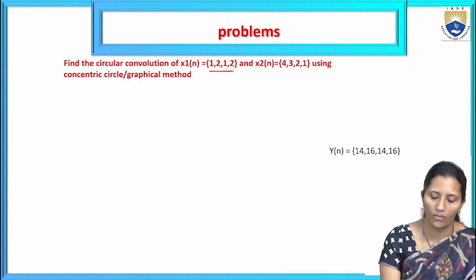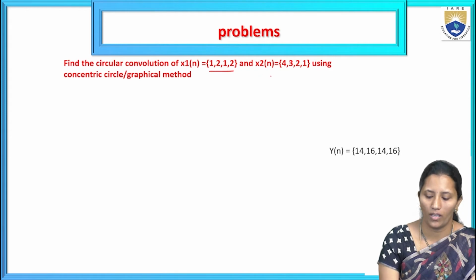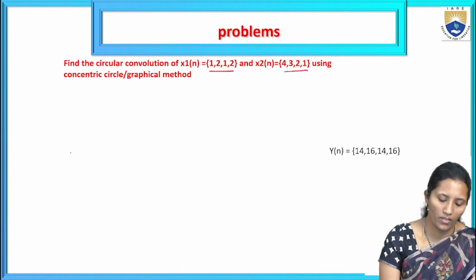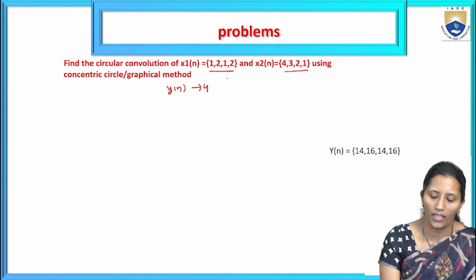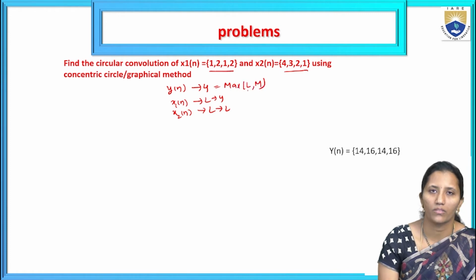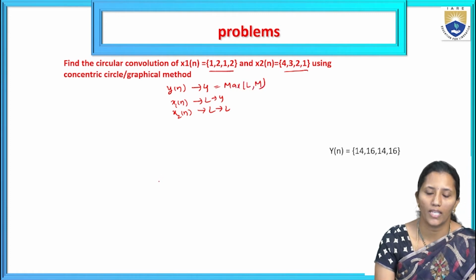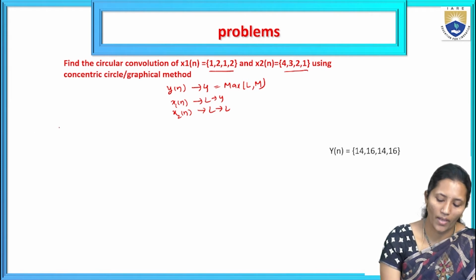See here, 2 sequences: 1, 2, 1, 2 and 4, 3, 2, 1. So here the length of y of n should be 4, because it is the maximum of L comma M. x1 of n length L is 4 and x2 of n length is 4. So the maximum of L comma M is 4, and in the output we should get 4 samples. For small m, the values are 0, 1, 2, 3.